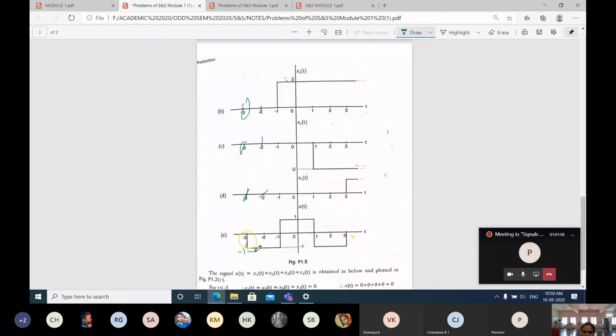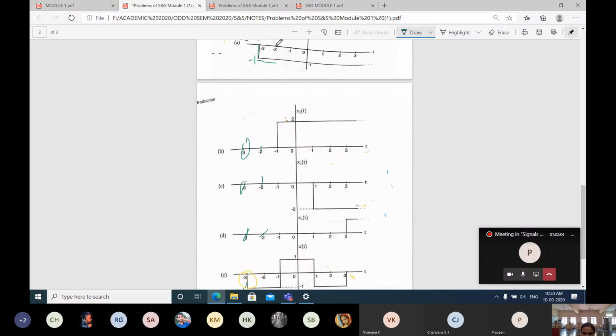Means -3, -2. Then go for considering the next. -2 we are done. Next -1. When I come across -1, here is of -1. At this position, what is the value? +2. Observe here. Here is of -1, here is of +2, here 0, here is also 0. Then we have to add these two signals. What is -1 plus 2? It's 1, right?